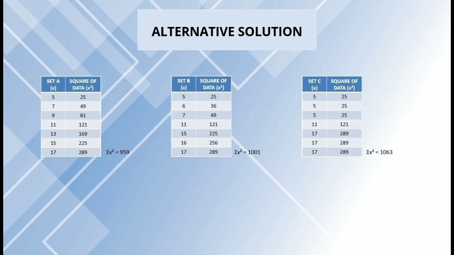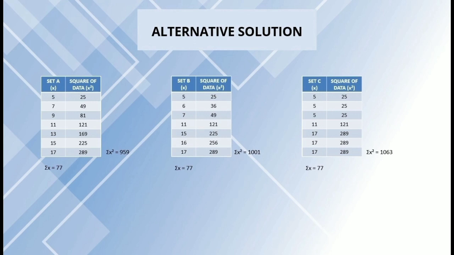We then set aside these answers and solve for the second term, which is to be subtracted from the first term as shown. For the second term, we get the sum of all the data values in its respective set. So for set A, the sum would be equal to 77, while sets B and C would also obtain the sum of 77 as well.